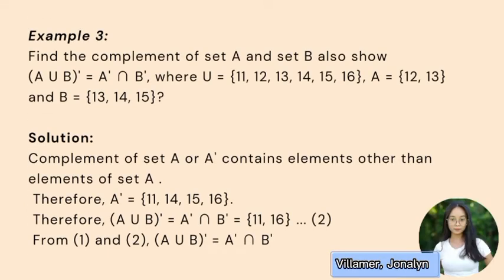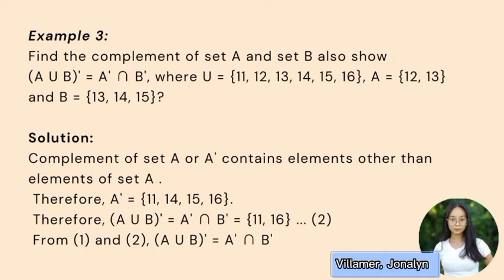Find the complement of set A and set B, and also show that the complement of A union B is equal to the intersection of A prime and B prime, where U is the set of elements 11, 12, 13, 14, 15, and 16. A is the set of elements 12 and 13, and B is the set of elements 13, 14, and 15.